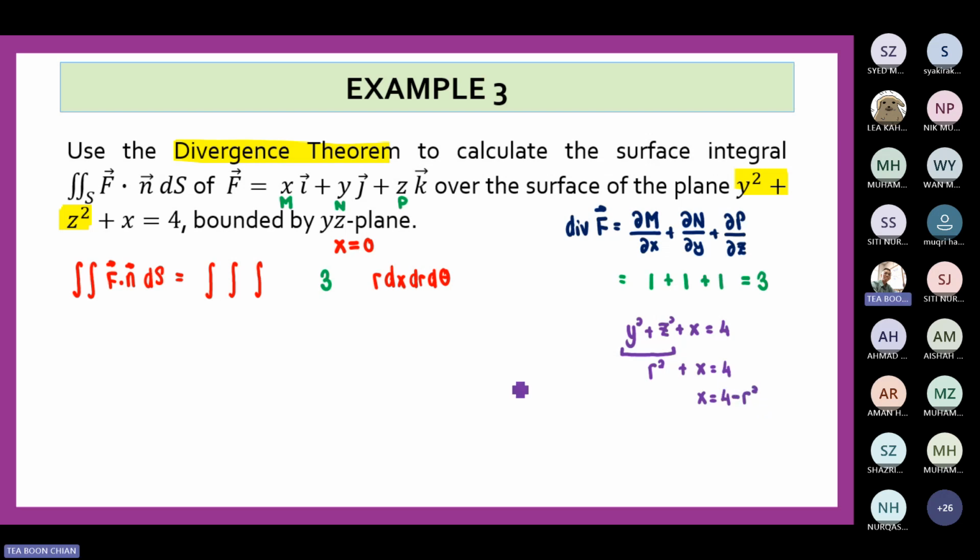Now, this is to say that the interval dx, let me change the color a bit, the inner integral dx is integrated from the yz plane, x equals 0, until x equals 4 minus r squared.